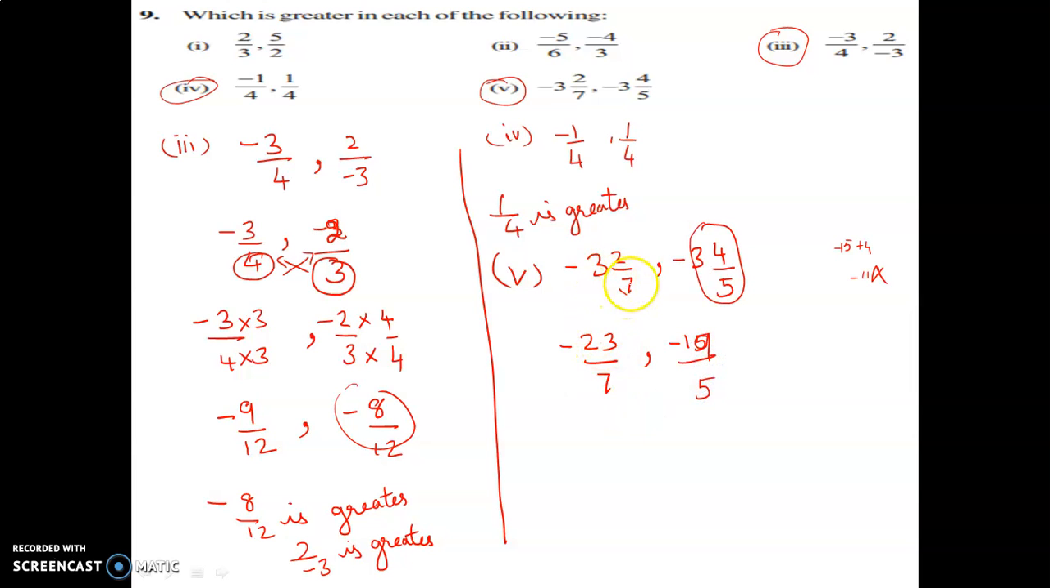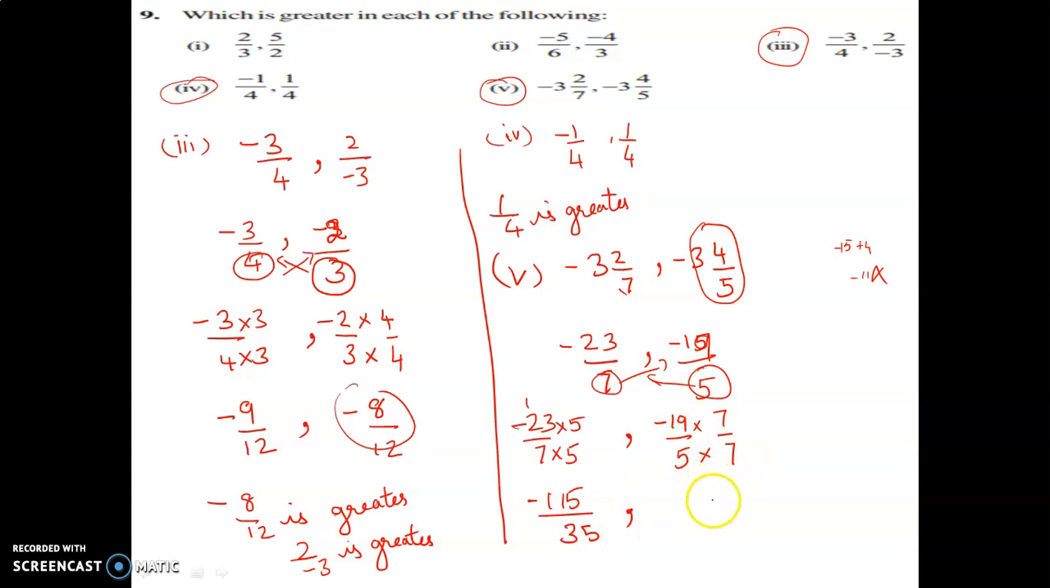Let me check once again. 21 plus 2, 23. 15 plus 4, 19 by 5. Okay, now again these two denominators have no common factors. So, I will write minus 23 by 7 into 5 by 5, comma, minus 19 by 5 and it has to be multiplied by what? Yes, it is 7 by 7. Hope you understood. Now multiply these two. 5 3s are 15, carry 1, 10, 11. So we got minus 115 by 35.